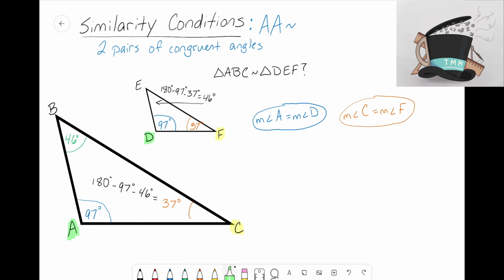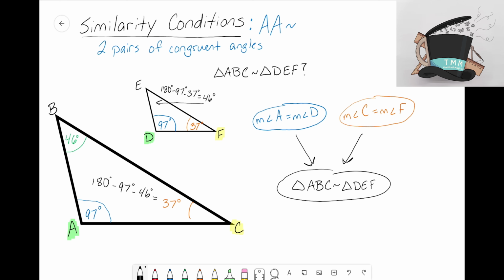Because these two triangles have two pairs of congruent angles, that is enough for us to complete our flowchart and show that triangle ABC is similar to triangle DEF. We have proven that fact because the triangles have two pairs of congruent angles, and that is angle-angle similarity.